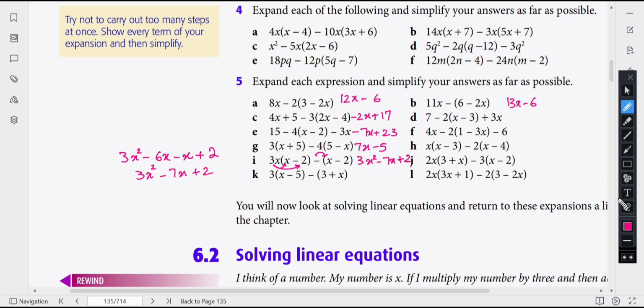Now for K part, we have this, that 3 multiplied by 3x, 3x. 3 multiplied by -5 will become -15, minus 3 minus x. 3x minus x is going to be 2x, and minus 15 minus 3 is going to be minus 18, so 2x minus 18 will be the answer for this part.